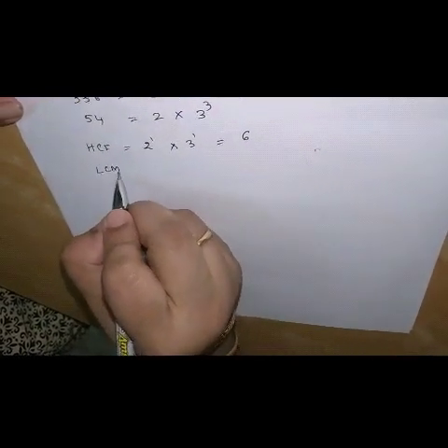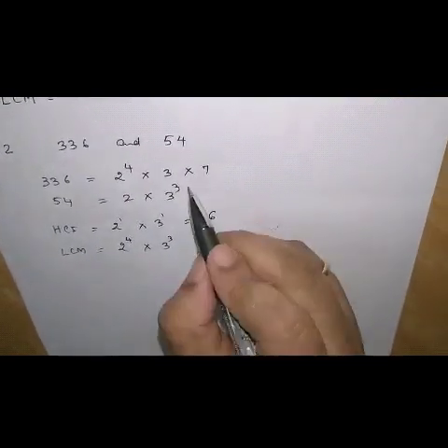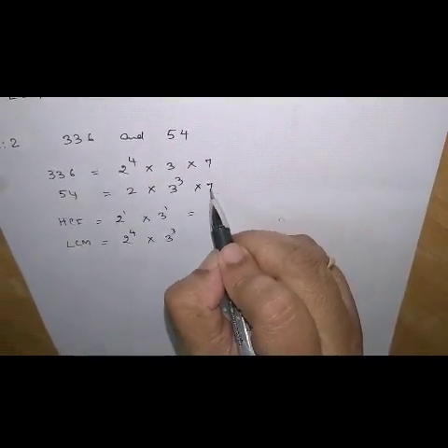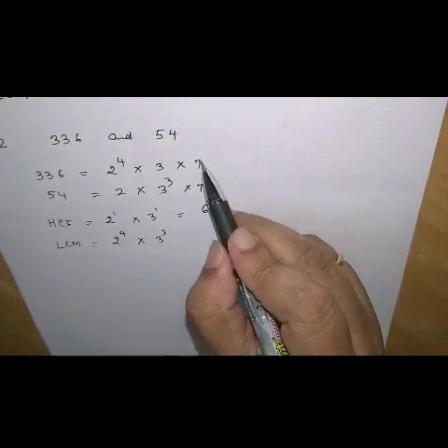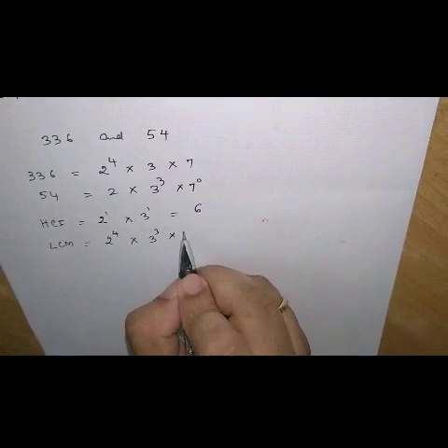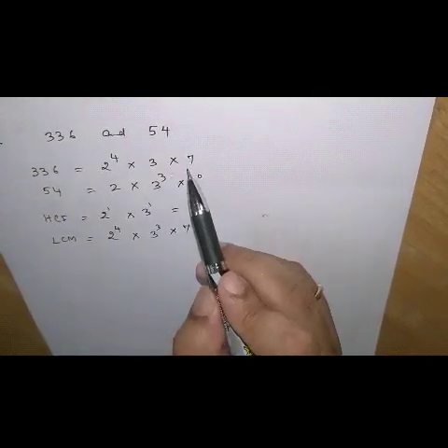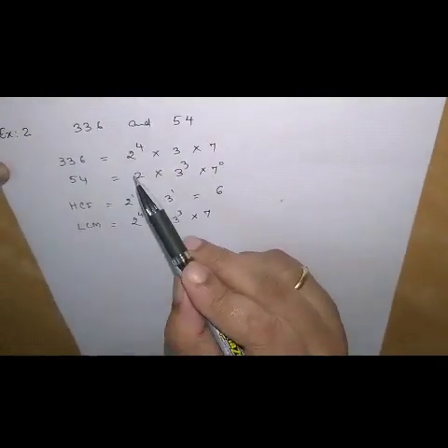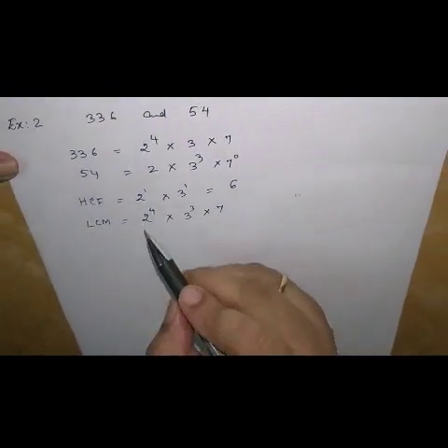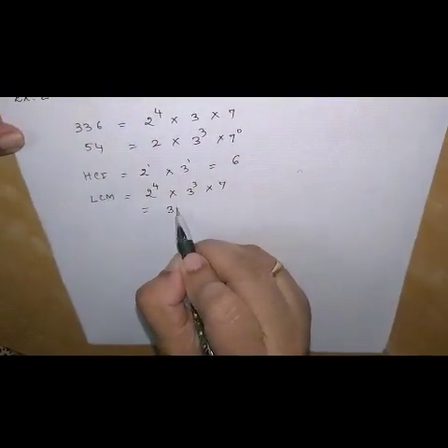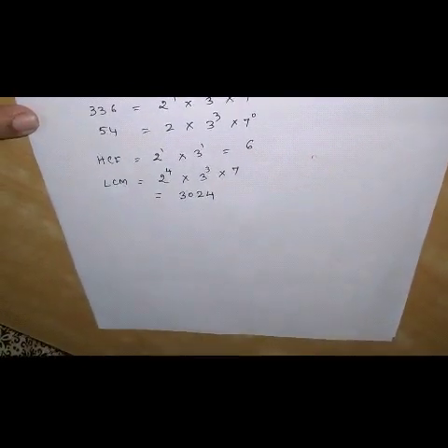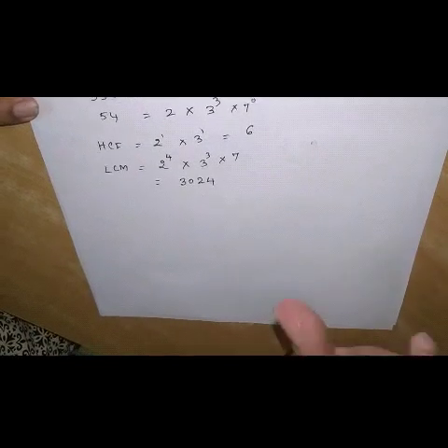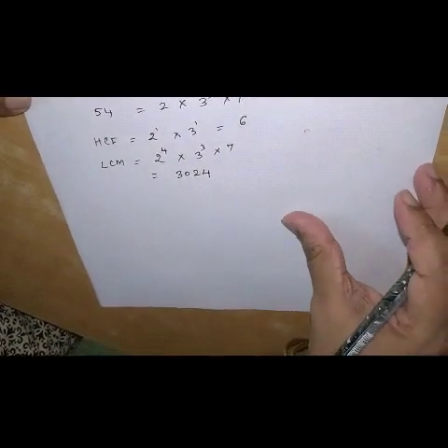To find the LCM, we take the common ones with the higher exponent: 2 to the 4, 3 to the 3 with the higher exponent, and 7. Here 7 is not there in 54, that means it is 7 to the power 0, but you come to know that 7 to the power 1 is the higher exponent. So for the LCM, the ones which are not common also you have to write, and for the ones which are common, you take the higher exponent. When you multiply, you get 3024. So this is the way to find HCF and LCM by the prime factorization method.